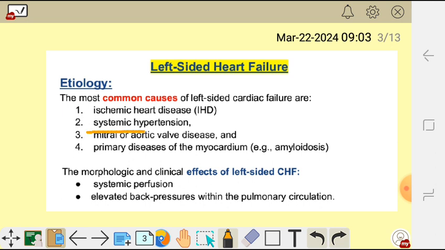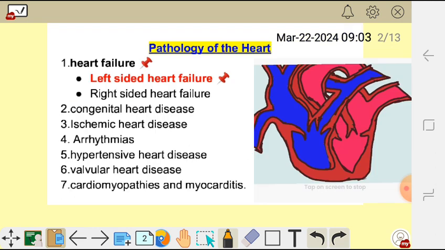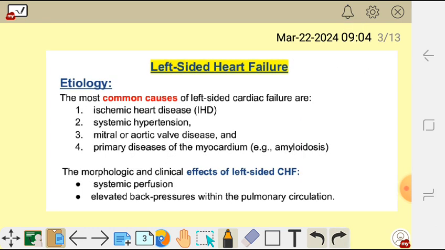Apart from that, we have systemic hypertension. We know that in hypertension, we have increased pressure. So systemic pressures are increased, meaning the heart has to pump blood with more force, more than normal, and after some time that can lead to heart failure. And then mitral or aortic valve disease, such as stenosis or calcification of the valves, can also lead to left-sided heart failure.